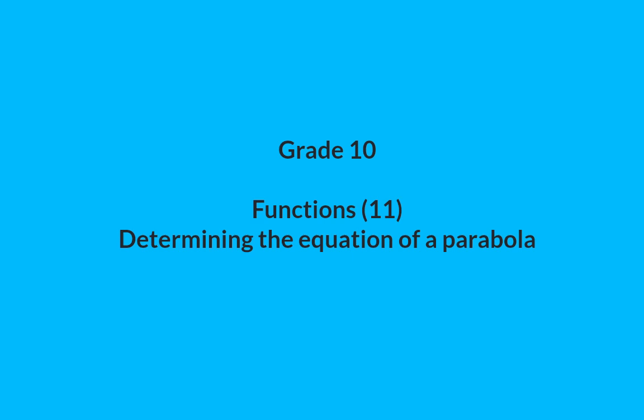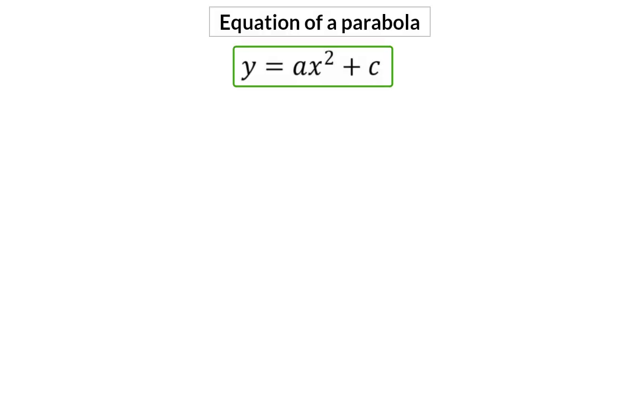In this video, we're going to have a look at how to determine the equation of a given parabola. To determine the equation of a parabola, we need to get the constant value for A and for C. And to determine these two values, we first need to have a look at what is given in the sketch.